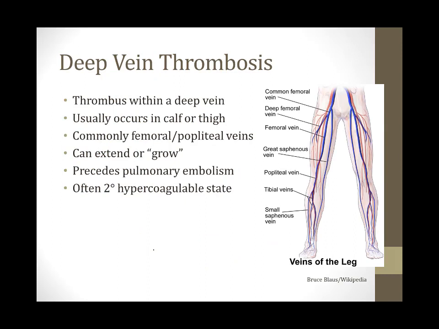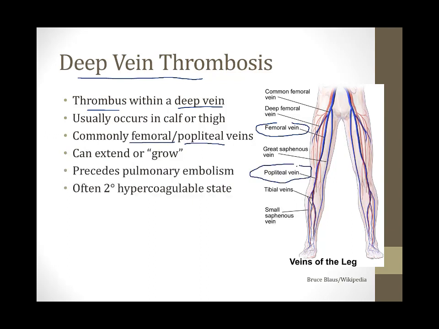Closely related with the condition of pulmonary embolism is the condition deep vein thrombosis. This is a thrombus that forms in the deep veins of the leg. Usually it's one of the veins in the calf or the thigh. Commonly it is the femoral vein, which runs through the thigh. Sometimes it is the popliteal vein, which runs behind the knee. It can also occasionally involve other veins.